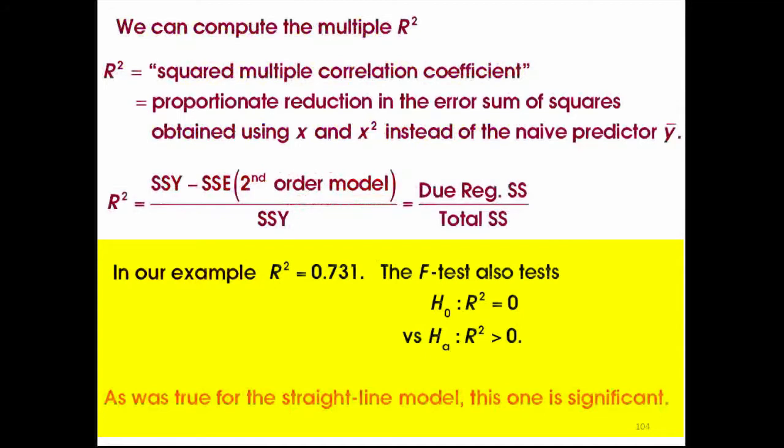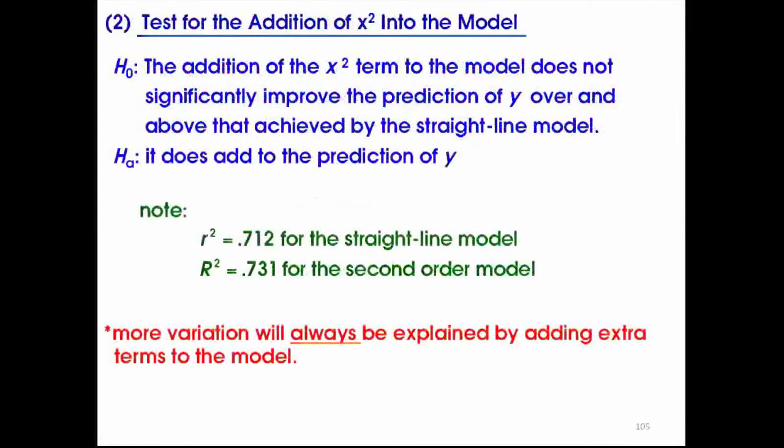And this F test also allows us to test the hypothesis that R squared is equal to 0 versus the alternative that R squared is greater than 0. R squared is the population correlation coefficient. So in fact, we would reject that as well. We think that R squared is not equal to 0. We've explained significantly more of the variability in y through the use of both x and x squared. So as was true for the straight line model, this model is statistically significant.